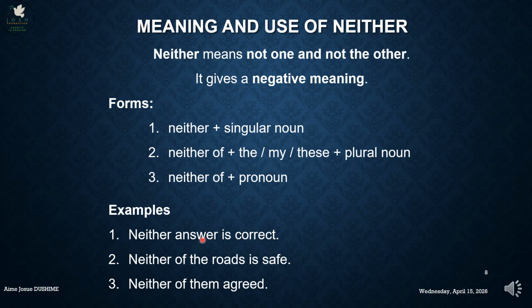When you say either answer is correct, it means one of the two answers is correct, but I don't know which one, or I don't want to specify that. But when you say neither, it means A is wrong, B is wrong. Neither of the roads is safe. Neither of them are green.